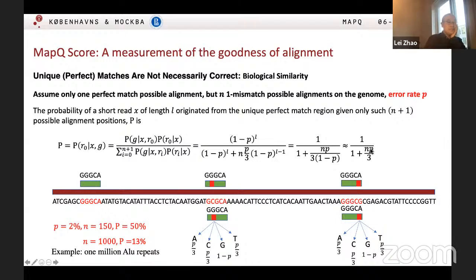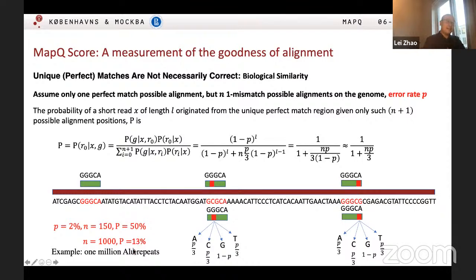Suppose we set this calling error P equal to 2%, and suppose along this genome we have 150 repeatable regions for this short read. What we get is that the probability the short read originates from the perfect match region is only 50%. If the number of repeatable regions increases to 1,000, the probability it comes from this region will be 13%.